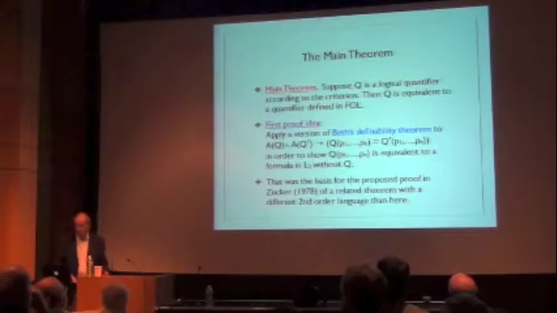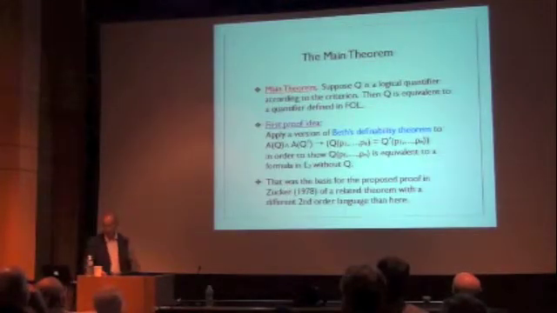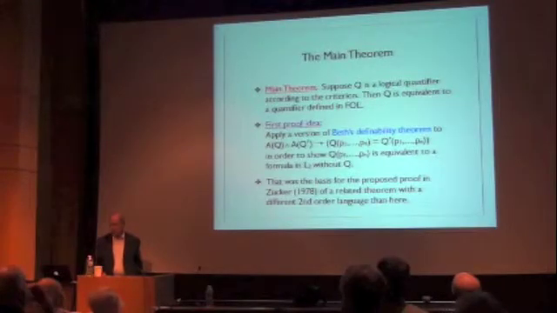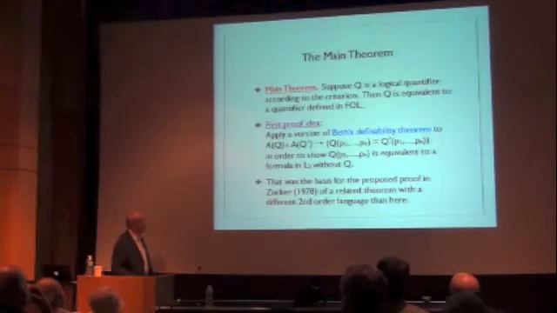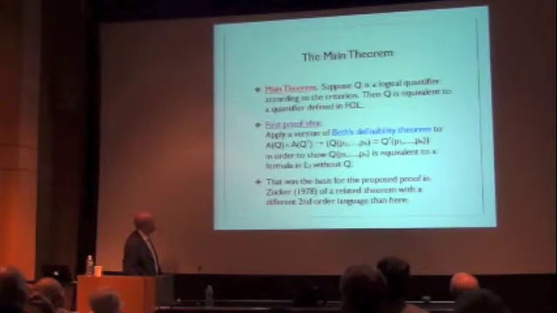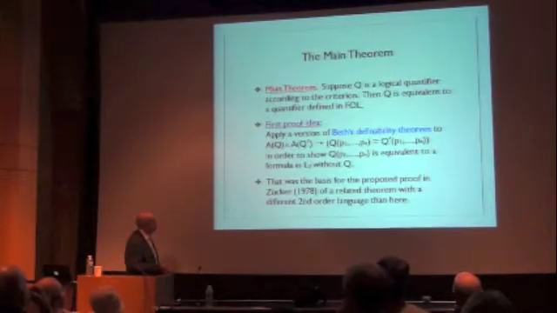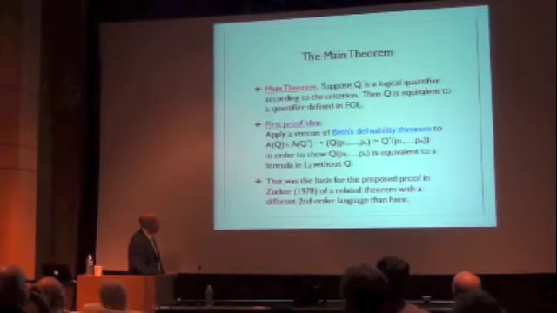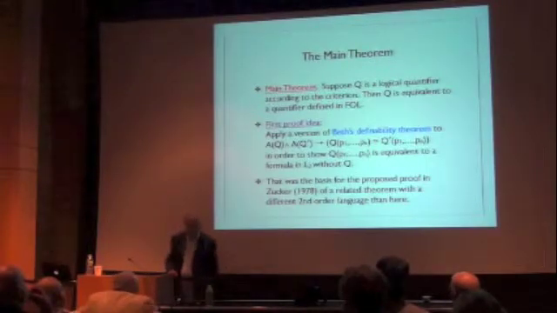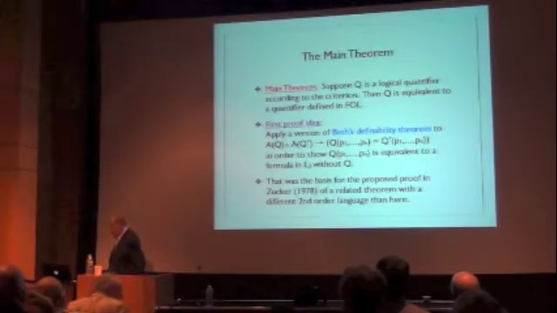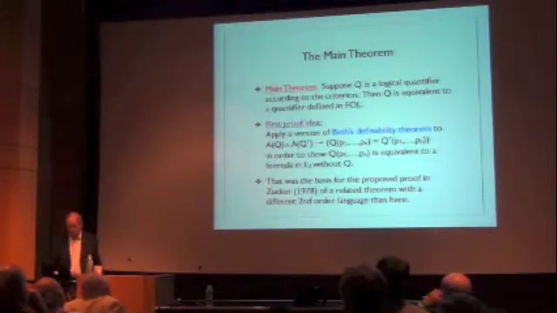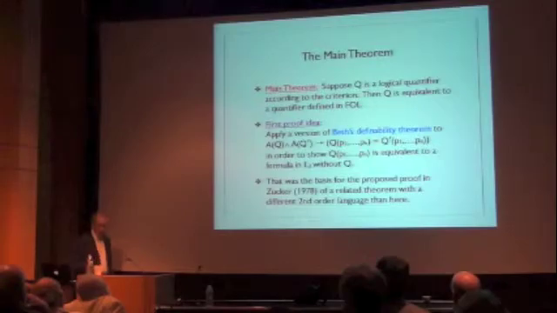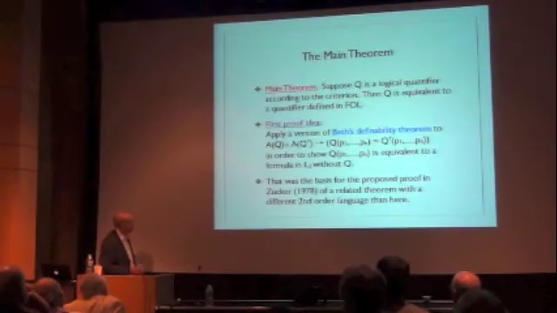So the main theorem is that if a logical quantifier Q satisfies the criterion, then it's equivalent to a quantifier defined in first order logic. Well, the obvious idea is to try to apply Beth's definability theorem. If you have A of Q and A of Q prime implies that Q is equivalent to Q prime, then you show that Q is equivalent to a formula without Q. And that, in fact, was the basis of the proof idea that Zucker had proposed in 1978. A bit of a different second-order language than the one here.